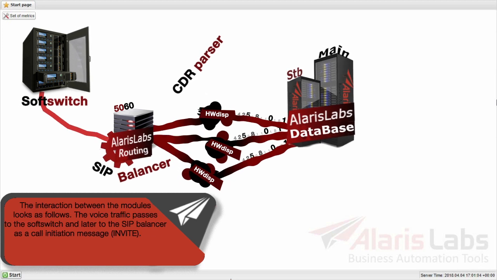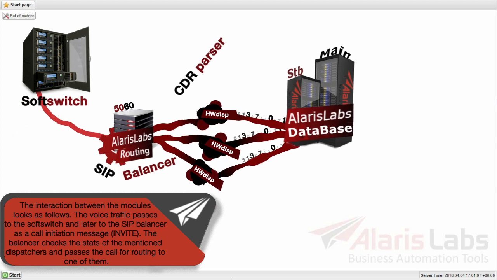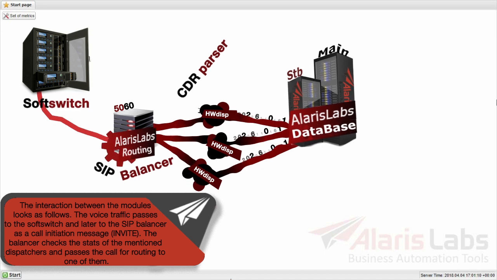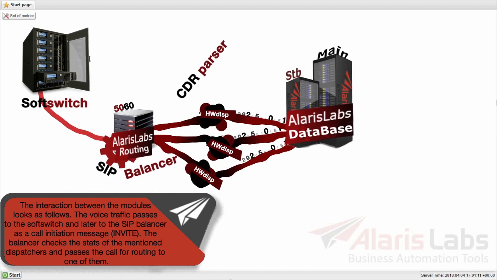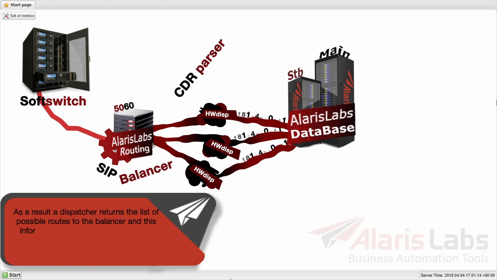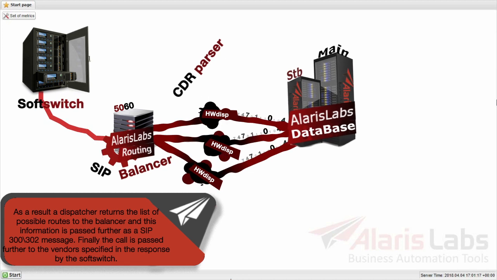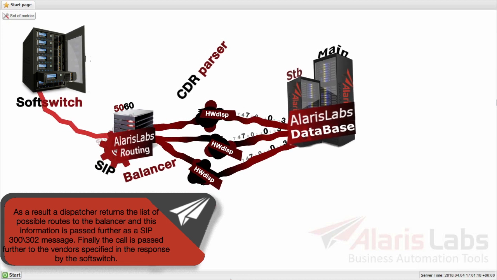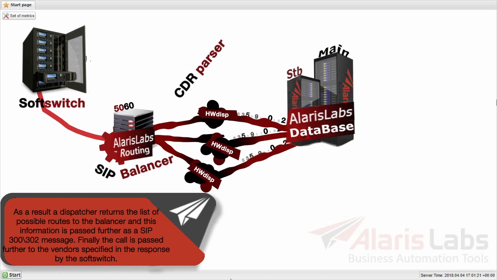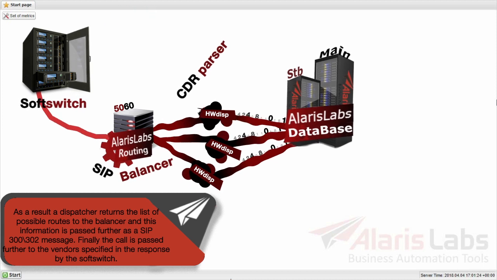The interaction between the modules looks as follows. The voice traffic passes to the source switch and later to the SIP balancer as a call initiation message, invite. The balancer checks the status of the mentioned dispatchers and passes the call for the routing to one of them. As a result, a dispatcher returns the list of possible routes to the balancer and the information is passed further as a SIP 300 or 302 message. Finally, the call is passed further to the vendor specified in the response by the source switch.